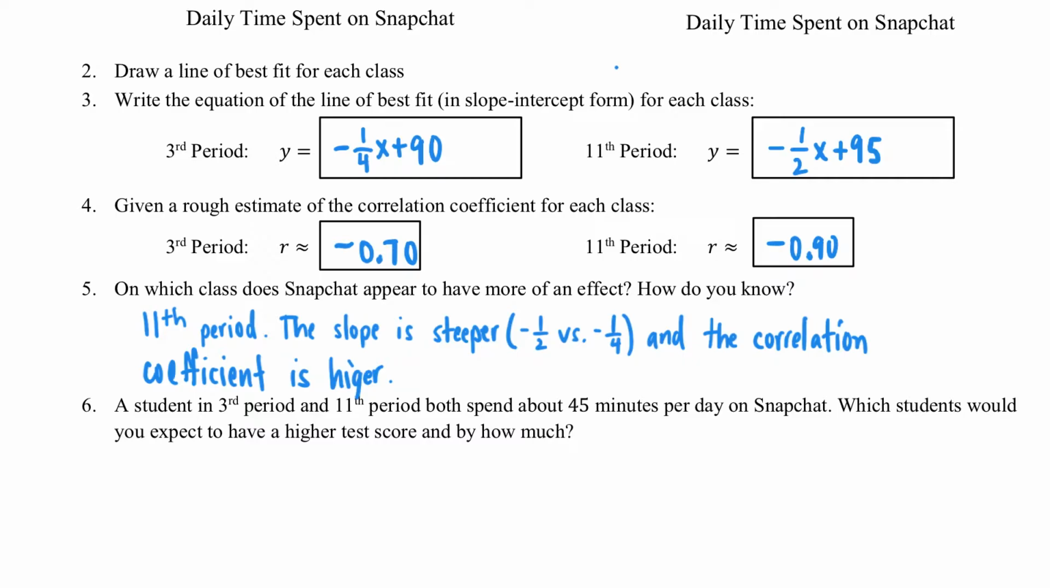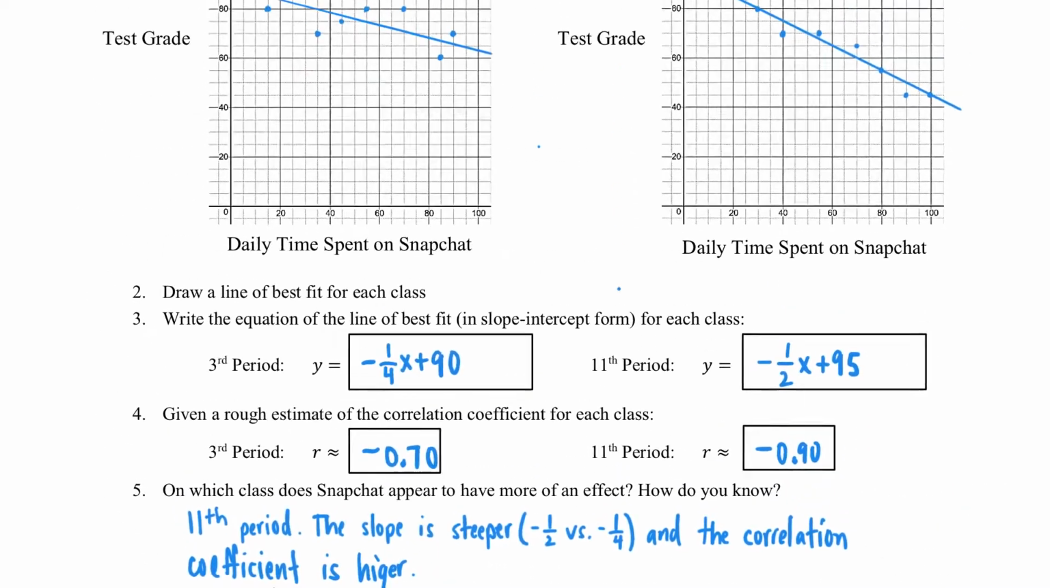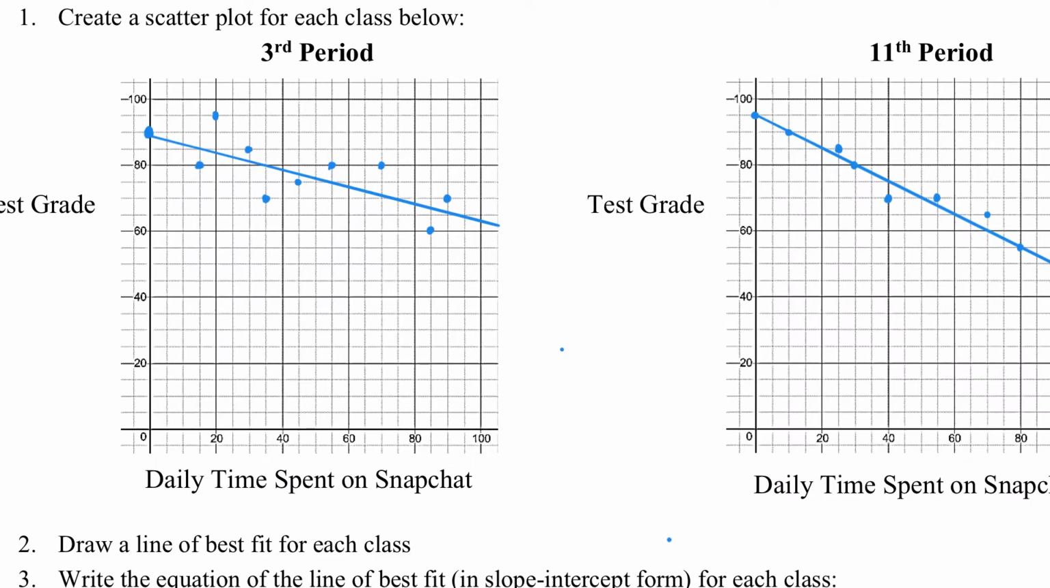All right. How about this question? A student in third period and 11th period both spend about 45 minutes per day on Snapchat. Which student, that's a typo there, which student would you expect to have a higher test score and by how much? So basically what I'm going to do is come up here and mark where these students fall. So where would somebody fall if they were at 45 minutes on Snapchat? They're going to fall on this vertical line here.